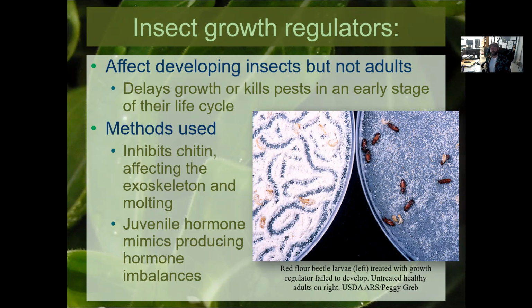So if we take a look at the picture on the right here, we have a red flour beetle larva on the left, treated with growth regulator, and untreated healthy adults on the right. So it's actually doing a pretty good job of taking these out on that left side, and you see the adults that survive basically on the right. But remember, this is untreated on the right.